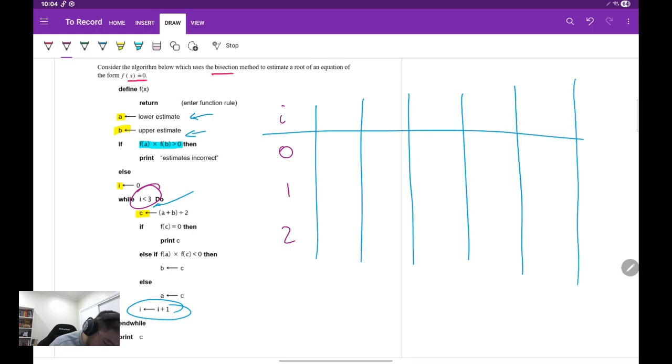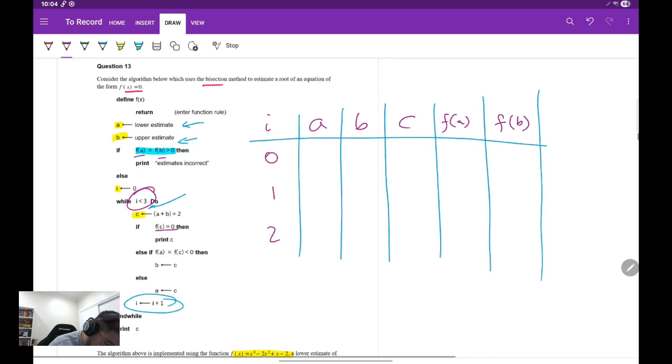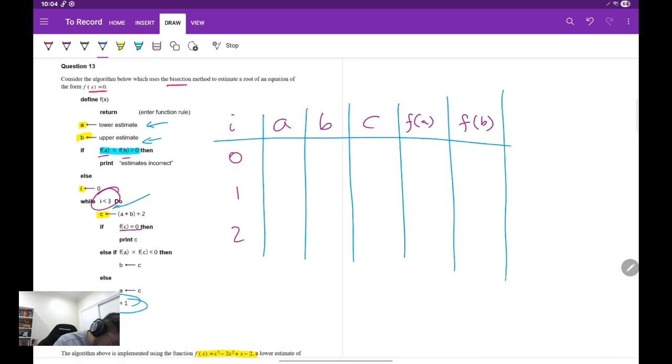Now let's think about A, and B, and C. Okay, A, B, and C, and we've got f of A and f of B. F of A and f of B, and we also need to consider, if f of C equals 0, then put C, so f of C as well. F of C, but we need to have a look at f of C multiplied with f of A.